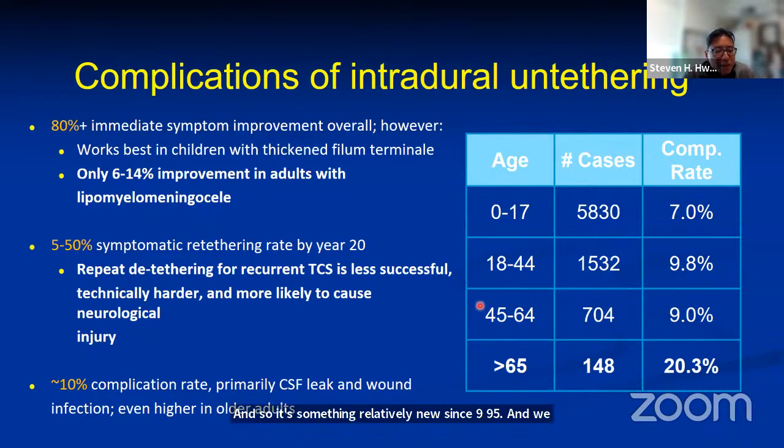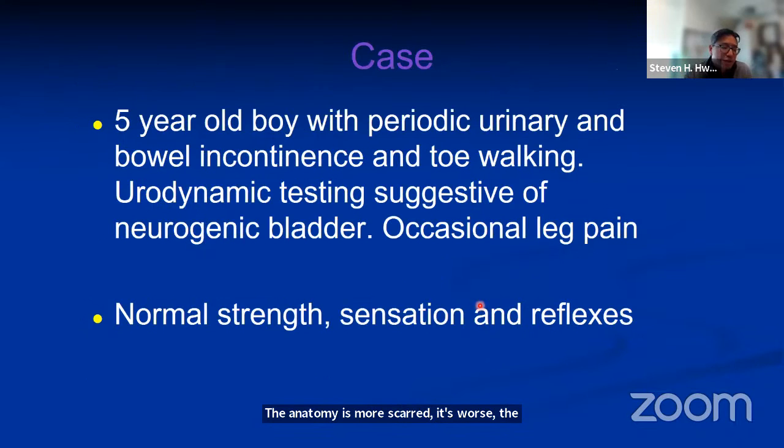And we know with detethering of patients, as the age goes up, the complication rate goes up, and certainly with retethering, so as you re-release them the 2nd, 3rd, sometimes even 4th time, the anatomy is more scarred, it gets worse, the complication problem goes up, and the outcomes are worse. But not all the anatomy is the same.